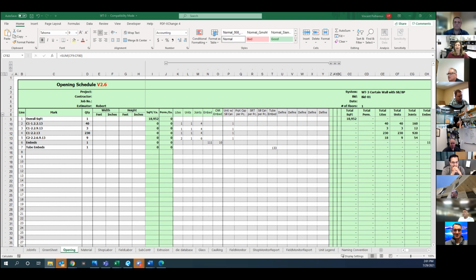Thank you, Vince. It sounds like we're getting to know our cost. The shop is going, we're getting close, and in the field setting units. Out of all the data you see, where are we off the most?